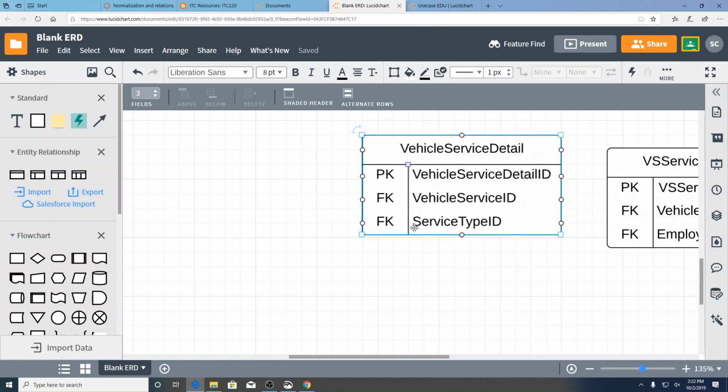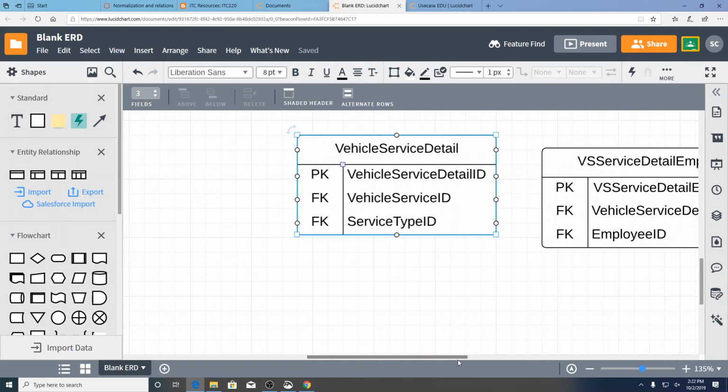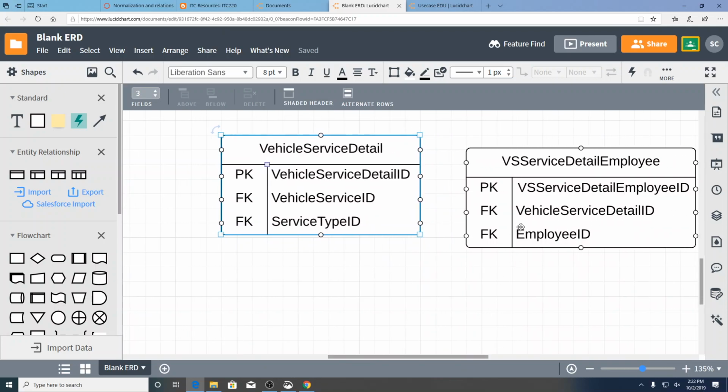And so they could have an oil change, headlight replacement, whatever the services are. Each one of those things would be a separate row, all with the same service ID. For each of these service details, one or more employees would be involved. So in the oil change, there might be 2 different employees, so there would be 2 different rows in this one that are tied to this detail ID.